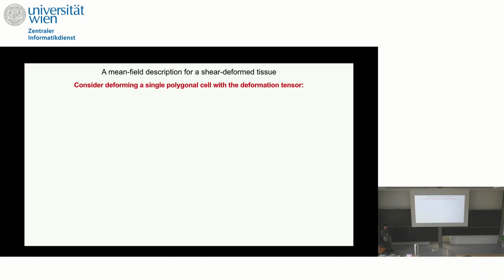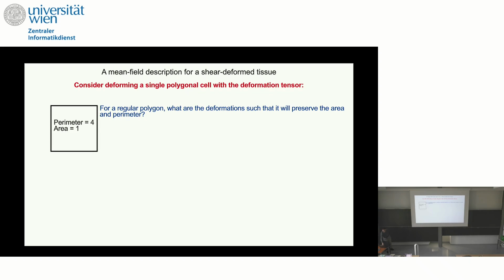Okay, so for this, I'm going to use a very simple, single polygon description to convince you that there would be a rigidity change. So consider just a single polygon, and we can start with a square, but you could have a hexagon or any number of sides. For a regular polygon like the square, if it has area 1, then you would have perimeter of 4.